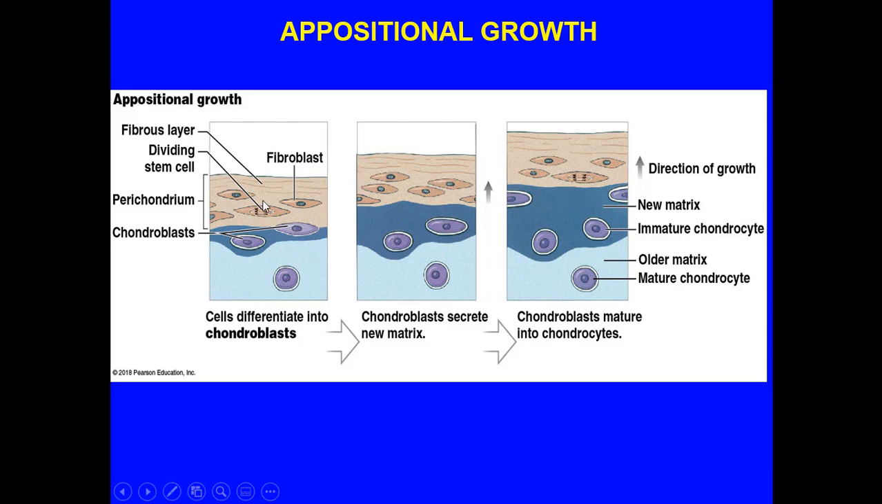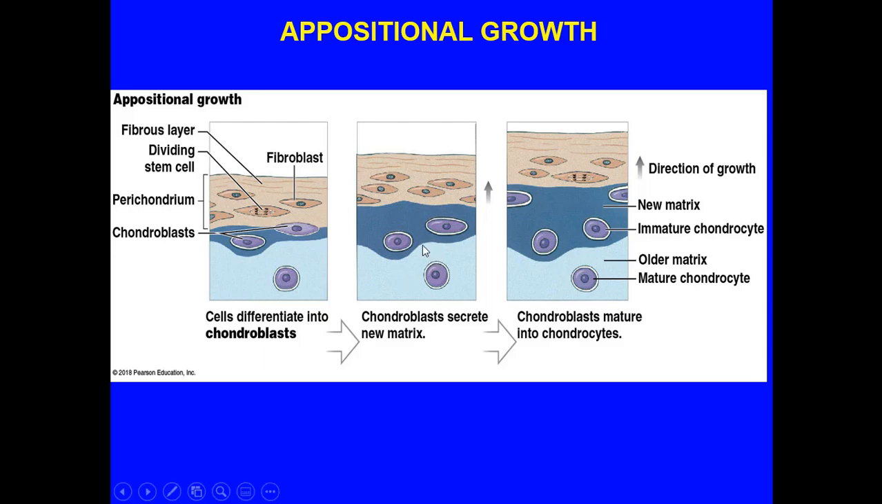Excuse me, these are the fibrous cells, so they're fibroblasts, not chondroblasts. They are undergoing, though, here the division. And what you will see is cells are going to differentiate into chondroblasts. So as time goes on, you see some of these cells converting from fibroblasts over into chondroblasts.